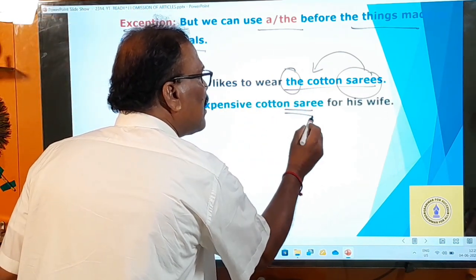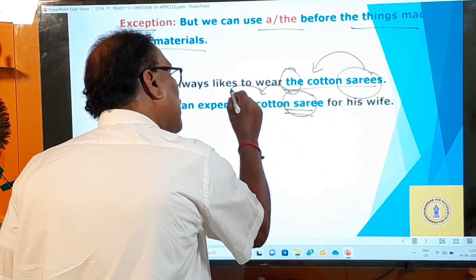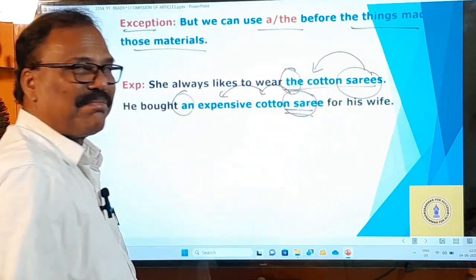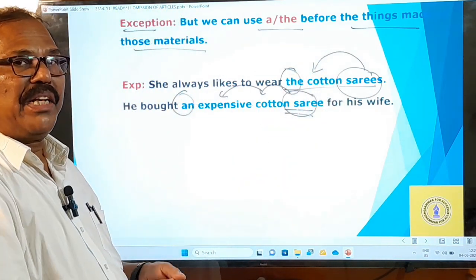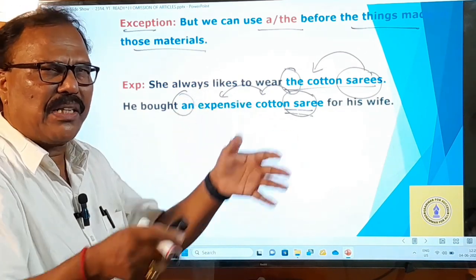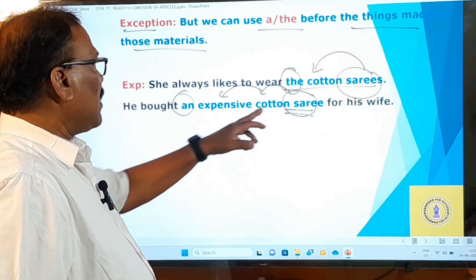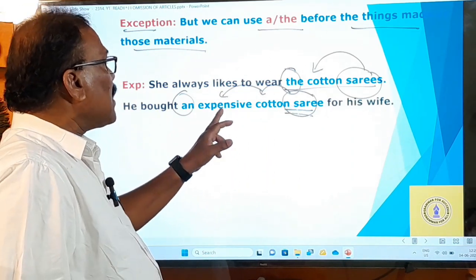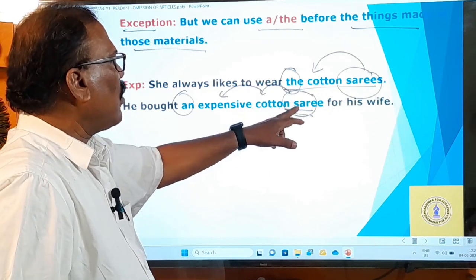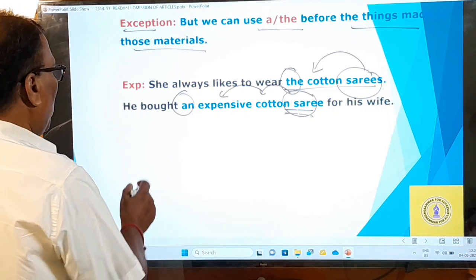Again, in this sentence, we are talking about a sari that is made of cotton, and that cotton is also very expensive, and that's why you say an expensive cotton sari. There are many varieties of cotton, staple cotton or something, different types of cotton, but it is an expensive cotton. This sari is made of expensive cotton, whatever it is. But here we are talking about the sari, therefore we are using what? And before that, then comes what is that?